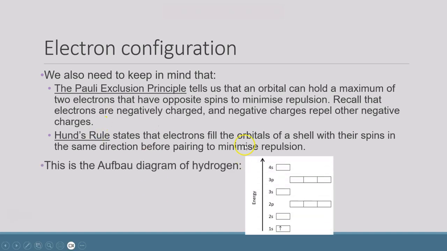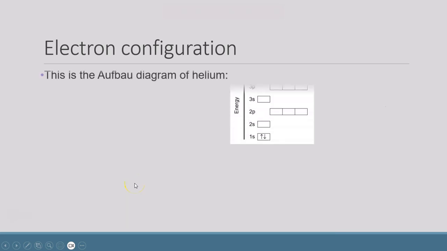Let's take a look. So the Aufbau diagram of hydrogen looks like this. Remember, this is our normal Aufbau diagram setup. Hydrogen has 1 electron. I chose an up arrow. We can start with a down arrow, it doesn't matter. But if we're going to start with a down facing arrow, then we've got to keep it consistent. If we start with an up facing arrow, again, we've got to keep it consistent.